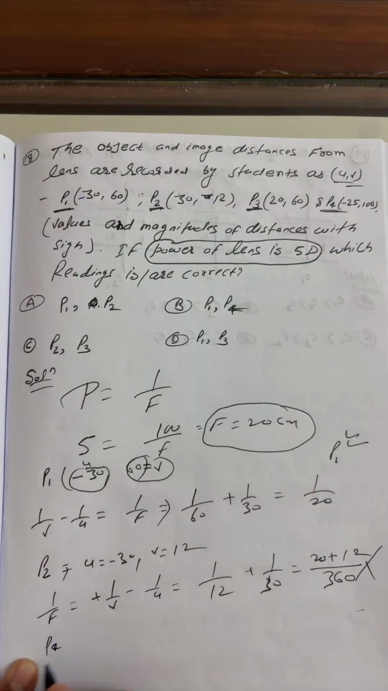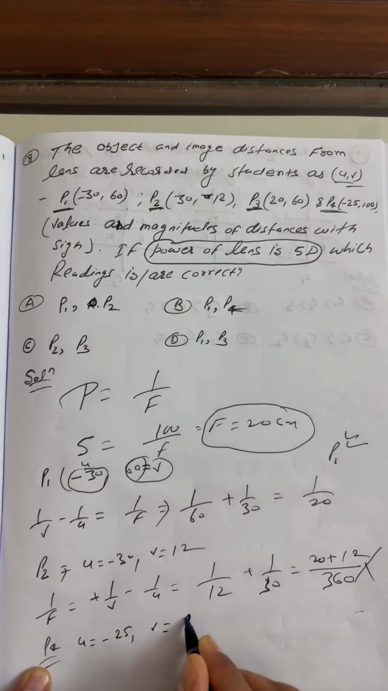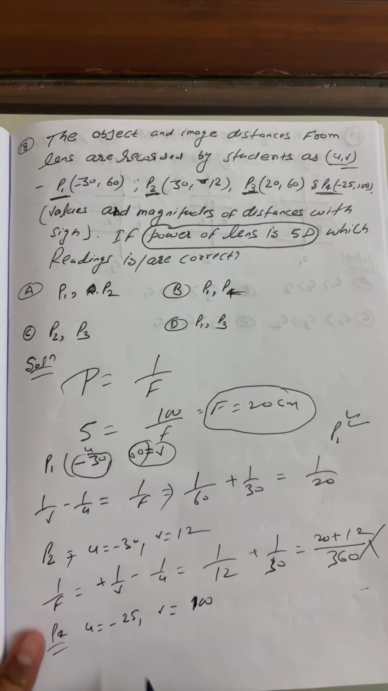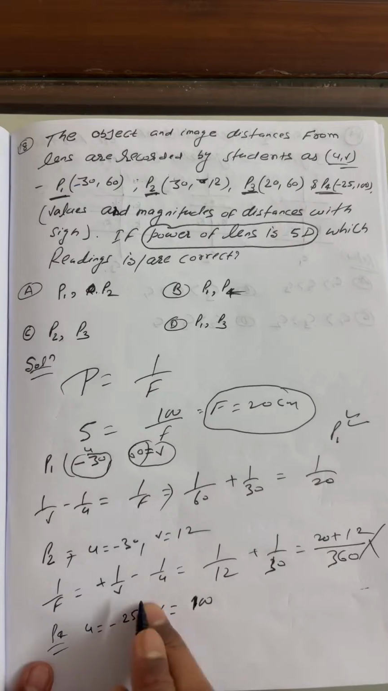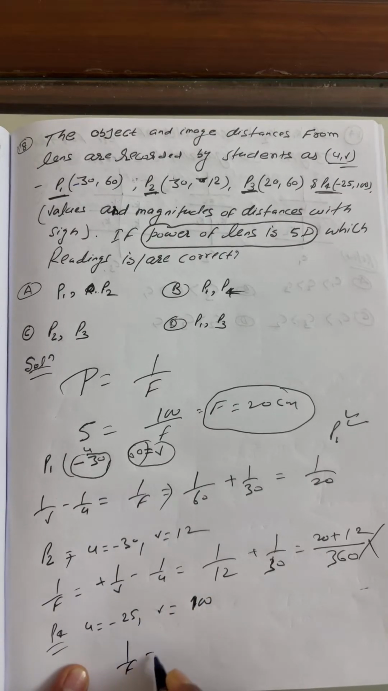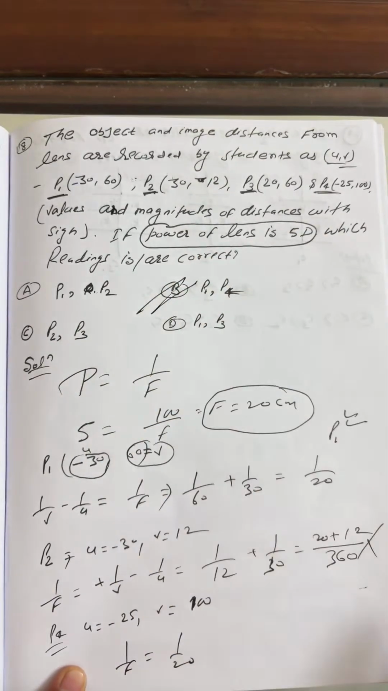Now P4, you can check once. For P4, U is equal to minus 25 and V is plus 100. Yes, this is coming. Again we are getting 1 upon F is 1 by 20. So your answer is P1 and P4.